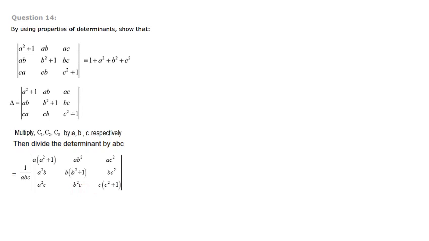Next you are multiplying c with column number 3. So ac into c, that is ac square. Then bc into c, bc square. c square plus 1 into c, that is c into c square plus 1. So we multiplied a with C1, b with C2, c with C3. Then for balancing, we have divided abc outside.